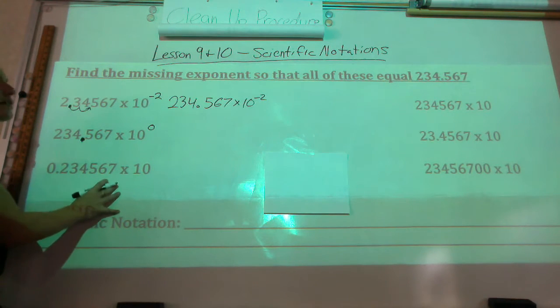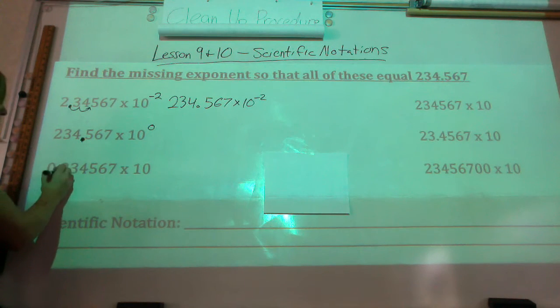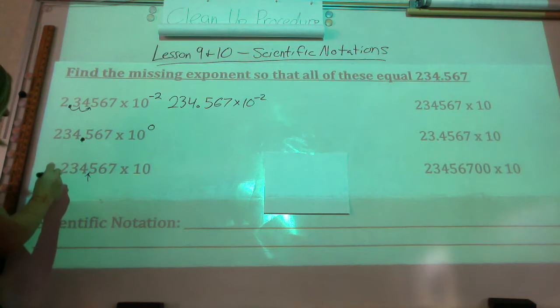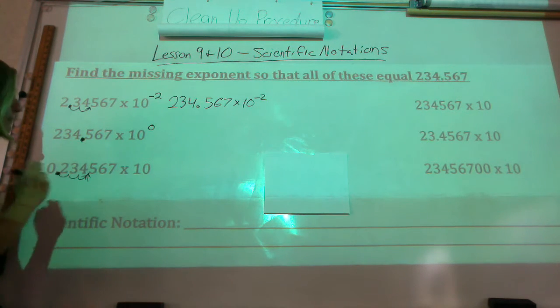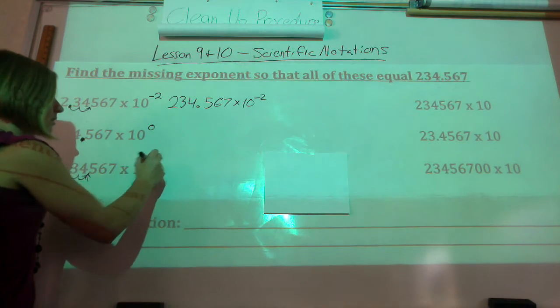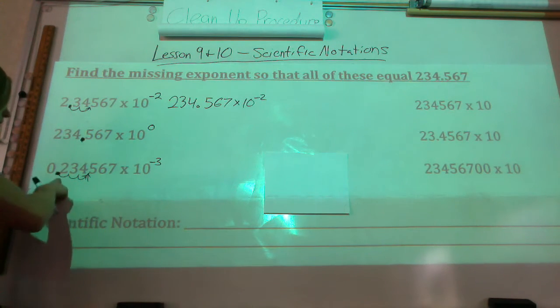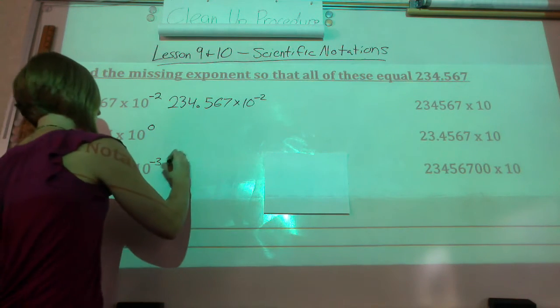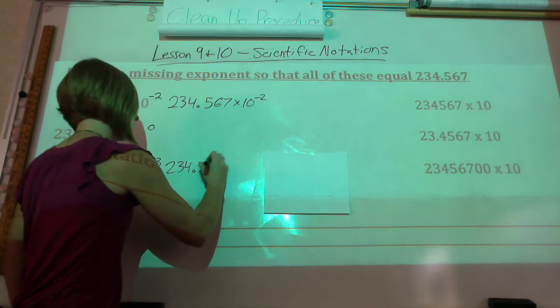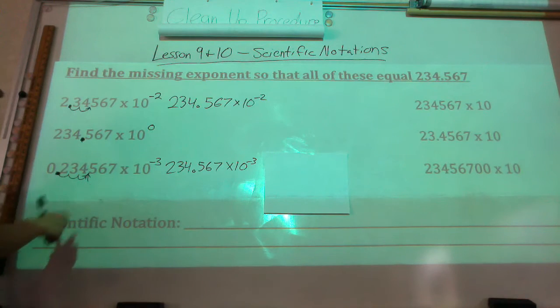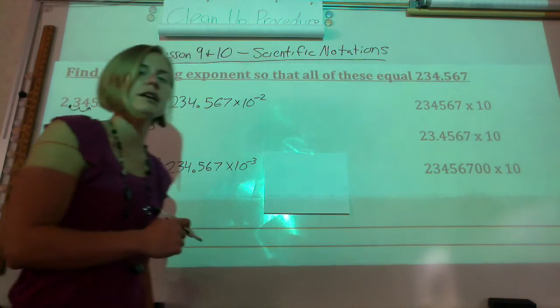Let's take a look at this next one. I have the decimal right in front of the 2, but I want it right after the 4. So I need to make this number bigger by 3 decimal places, so I need to make something else smaller by 3 decimal places. So to rewrite this number, I have 234.567 times 10 to a -3, which is this exact same number that we started with. All right, taking a look over here.